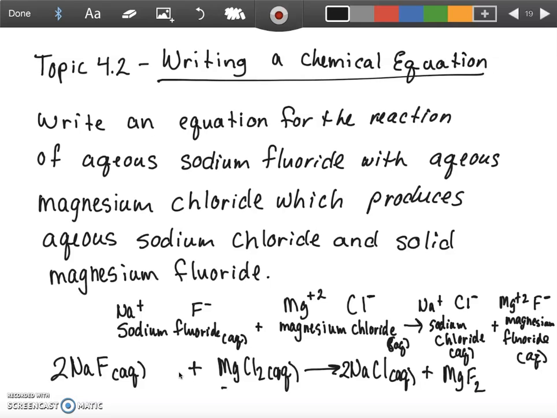Magnesiums, I have 1 magnesium and 1 magnesium. Remember, this 2 right here does not apply to that magnesium, it only applies to that fluorine. So those are taken care of. And then I have 2 chlorines, and then 2 times that 1 chlorine, there's 2 chlorines. So this is balanced.